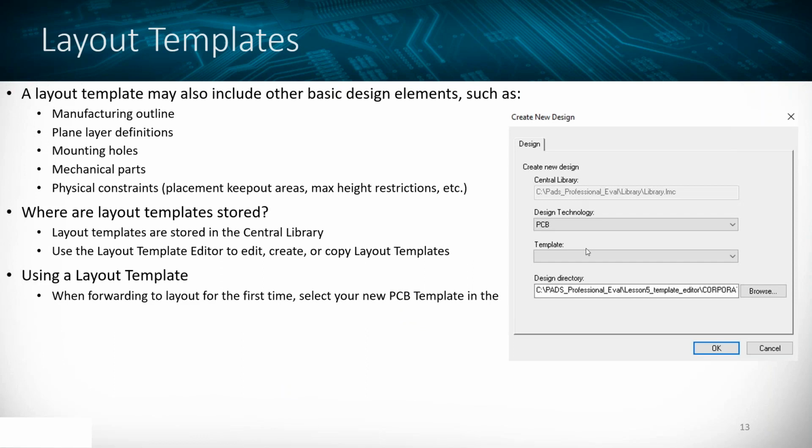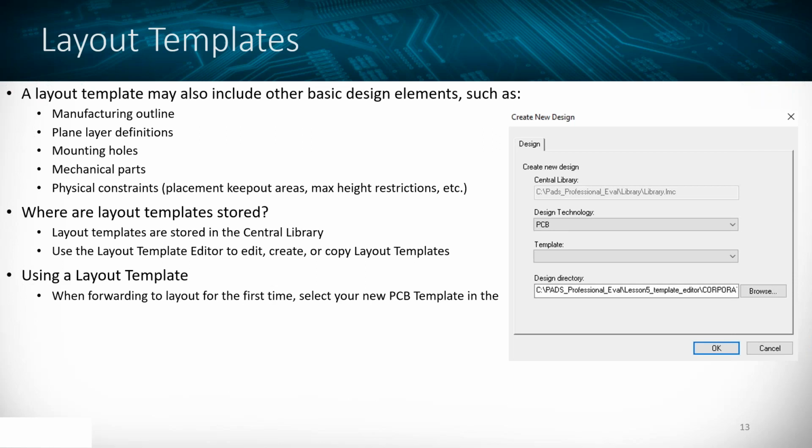So that was the bare minimum of required information in the layout template. We can also include things such as manufacturing outlines, plane layer definitions in the plane layer setup, mounting holes. If we want to have a standard set of mounting holes, we can have that, mechanical parts, as well as physical constraints. So if we have our mounting holes, we can have our placement areas and height restrictions all defined in that layout template.